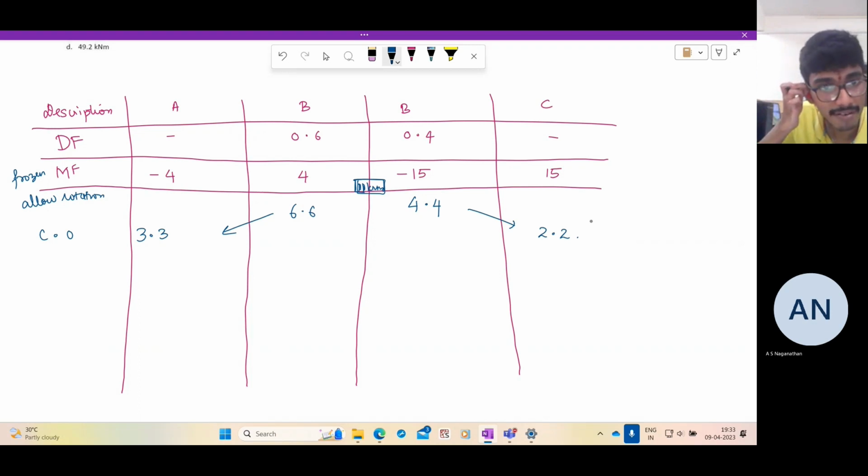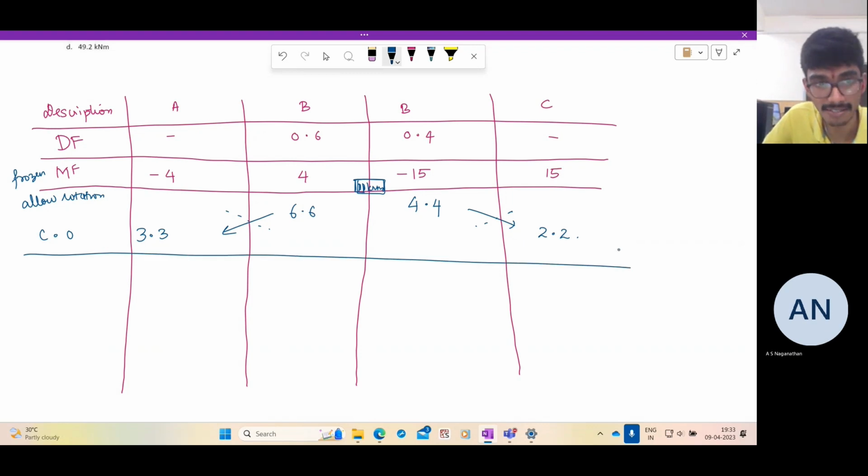Now what happens? At this joint, there is no carryover from here because it's a fixed end, and this is also a fixed end. Nothing gets carried over because the fixed end doesn't rotate. So this is the end of the iterations.